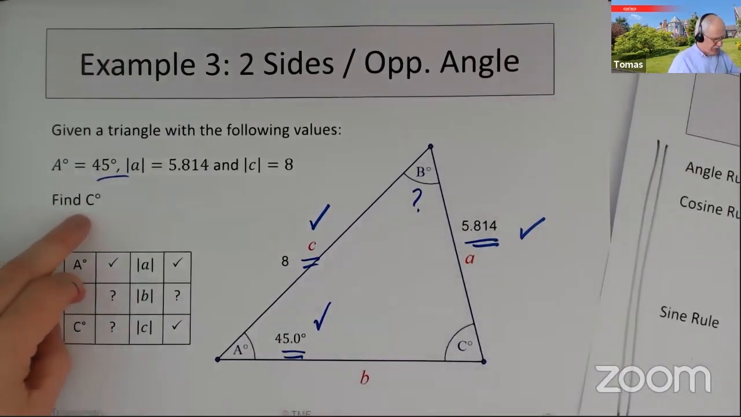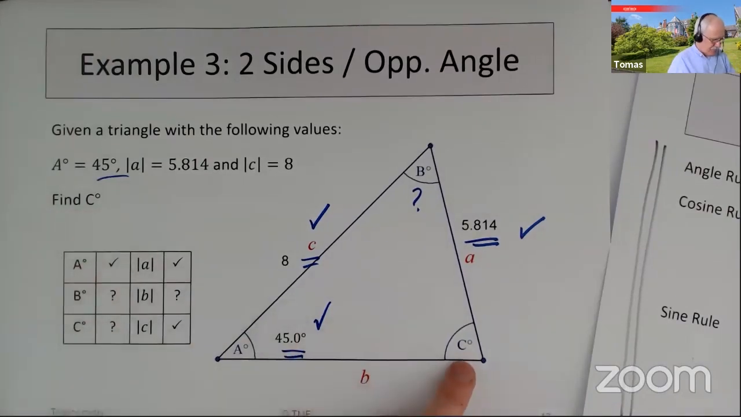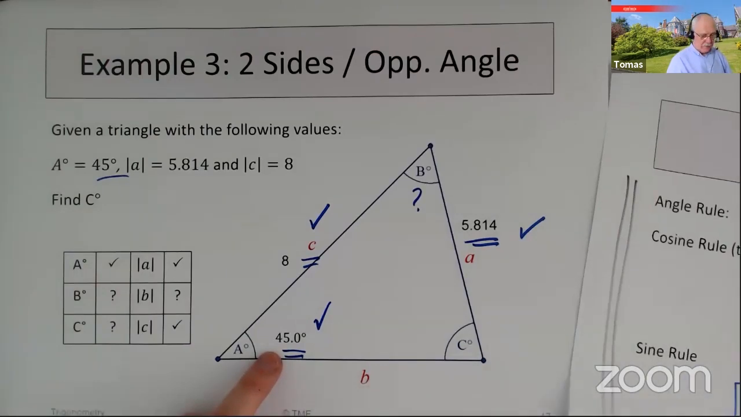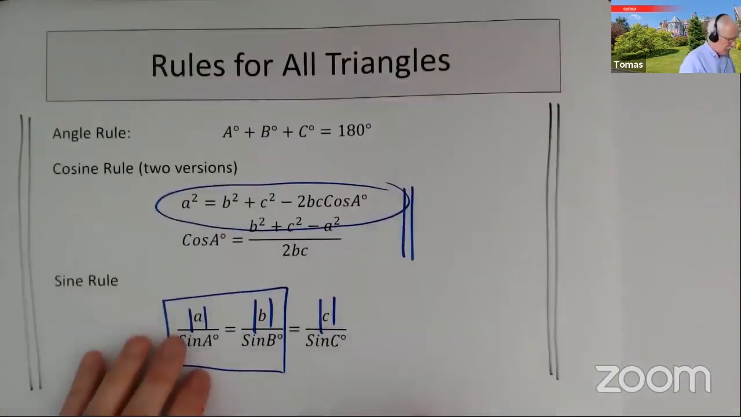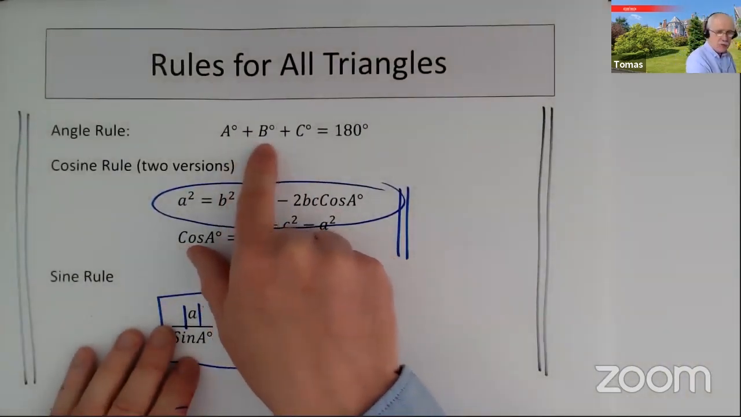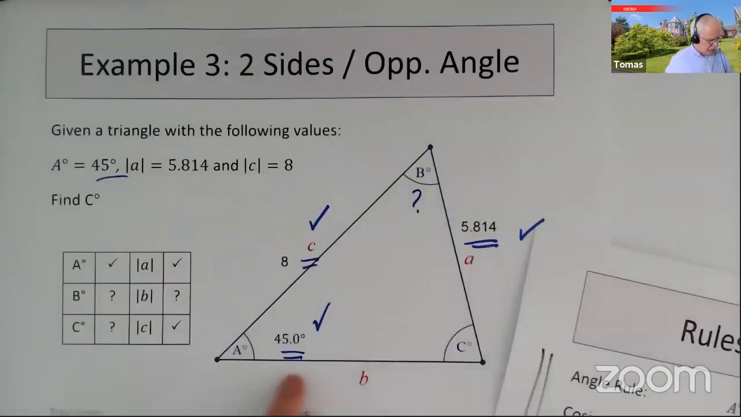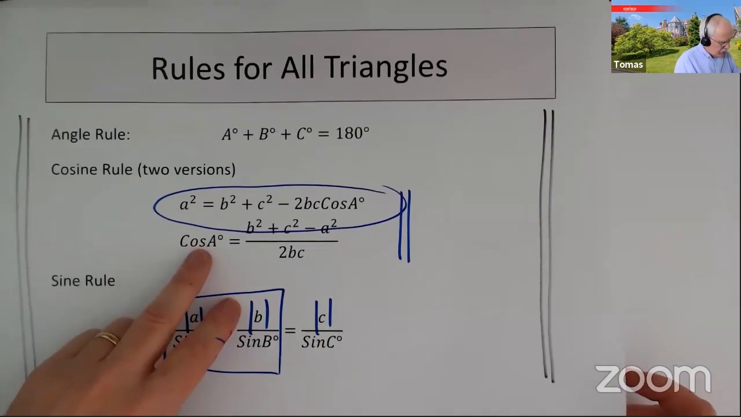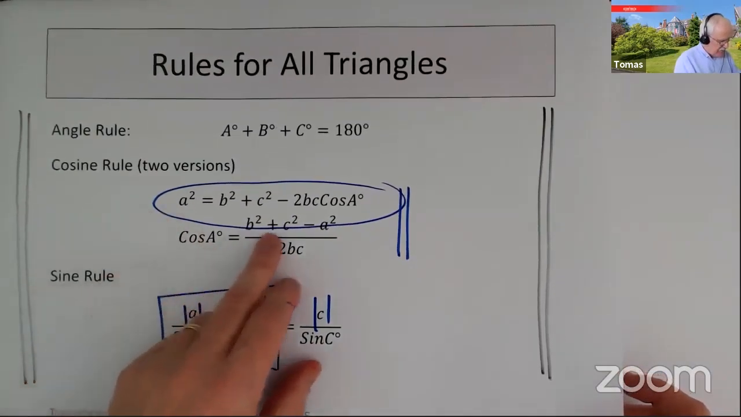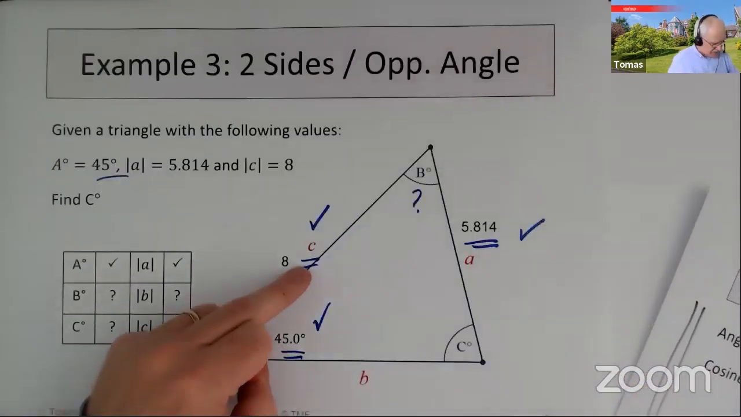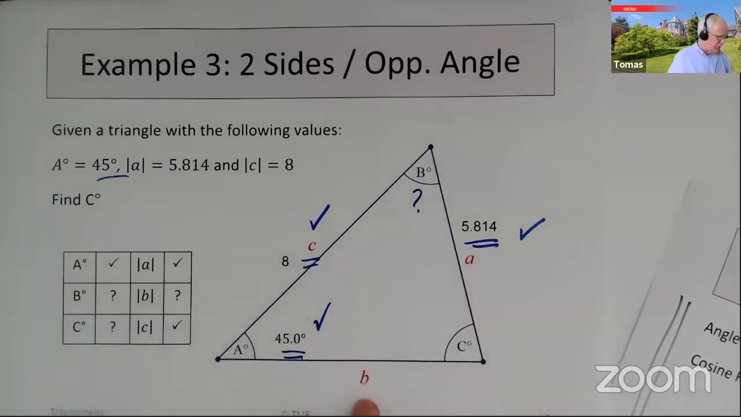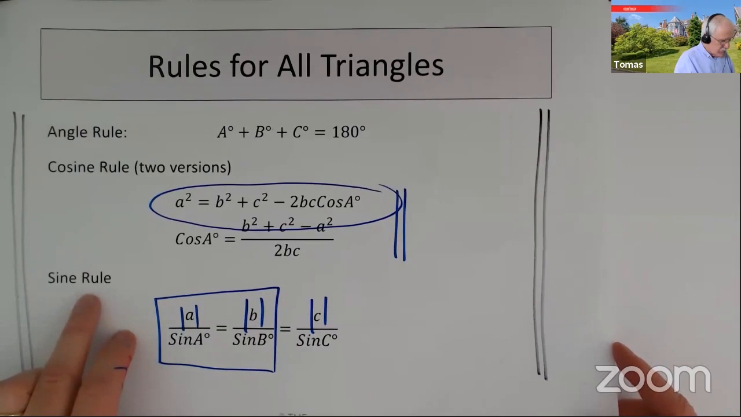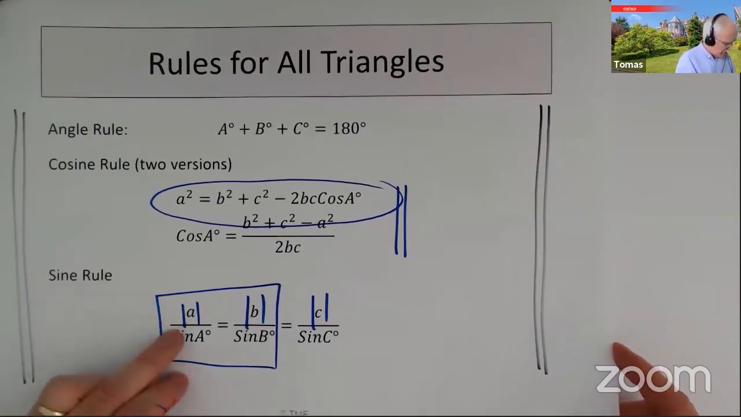So we're looking for the angle C. Well, we know one angle, so can we use the angle rule? Well, we don't know the other two, so that's a no-no. On the cosine rule, if we know the 3 sides, we have one side, we have two, we don't have the third side. So we can't use that. The sine rule is the only one left, so hopefully it will work.